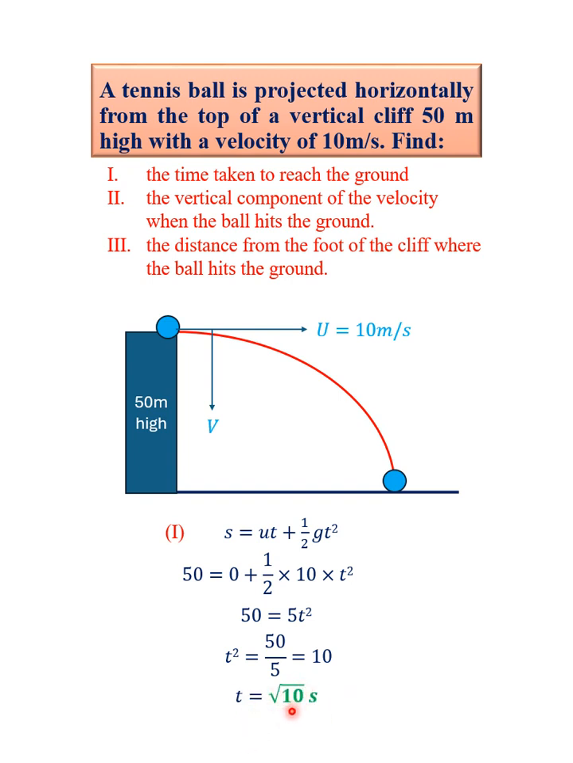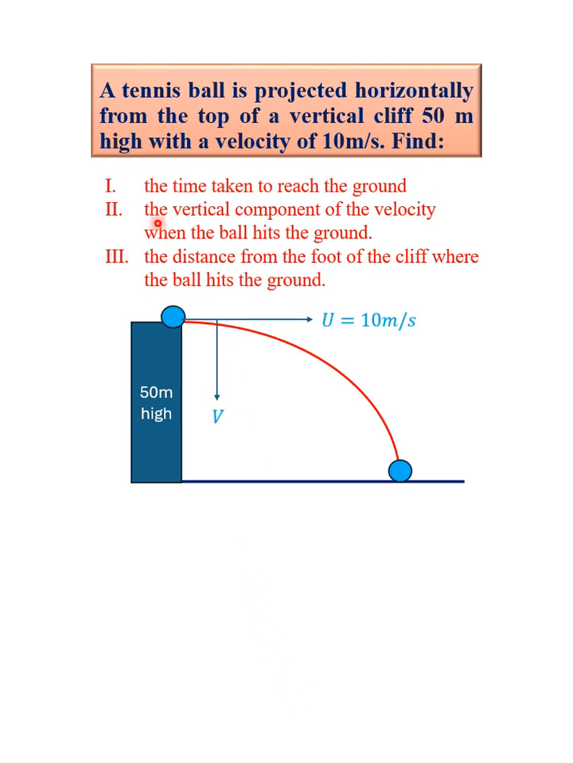So this is the time taken for the tennis ball to hit the ground. I'll leave it in the surd form so I don't go into decimal fractions. So the time taken is square root of 10 seconds. The negative value of t is not needed because time cannot be negative. So we have the positive value of root 10 seconds.